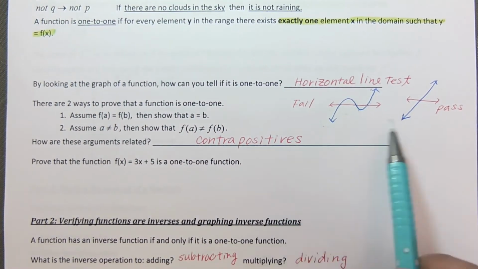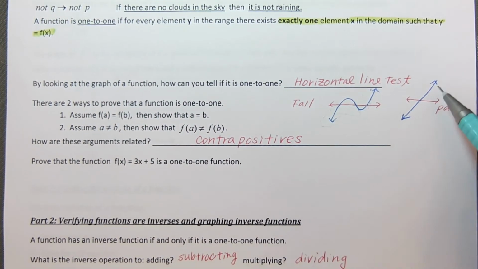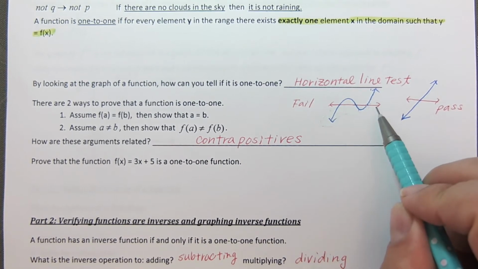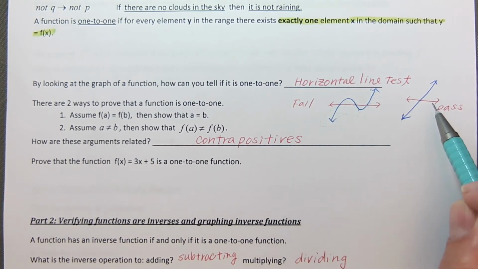Horizontal lines go left to right, and this particular graph passes the horizontal line test, meaning every horizontal line is going to cross it no more than one time. This function fails the horizontal line test. So this one is not one-to-one, this one is one-to-one.